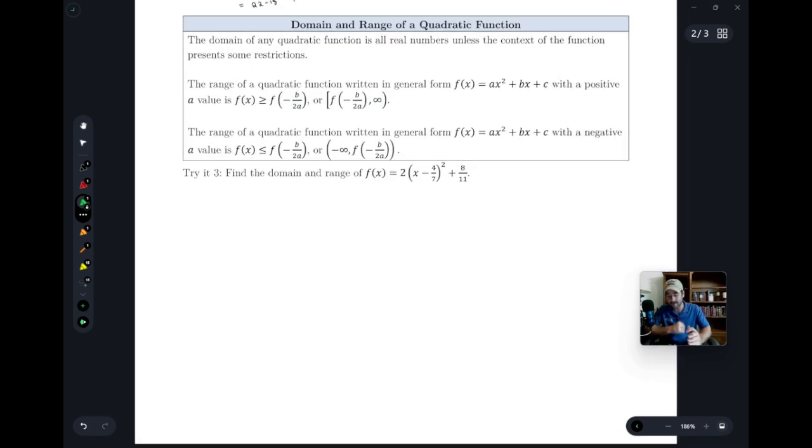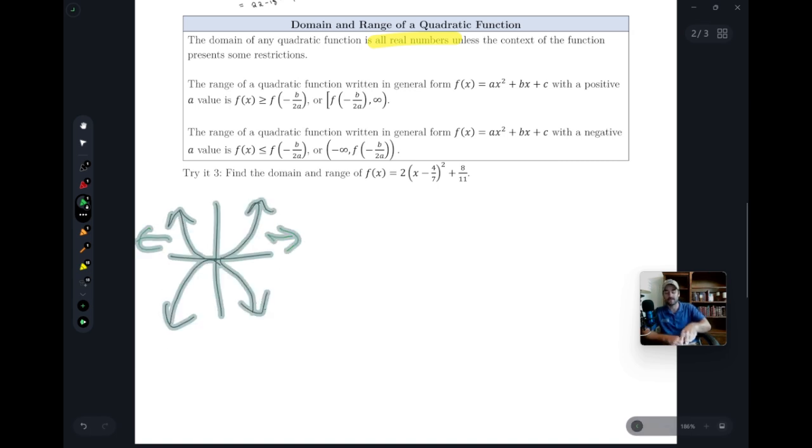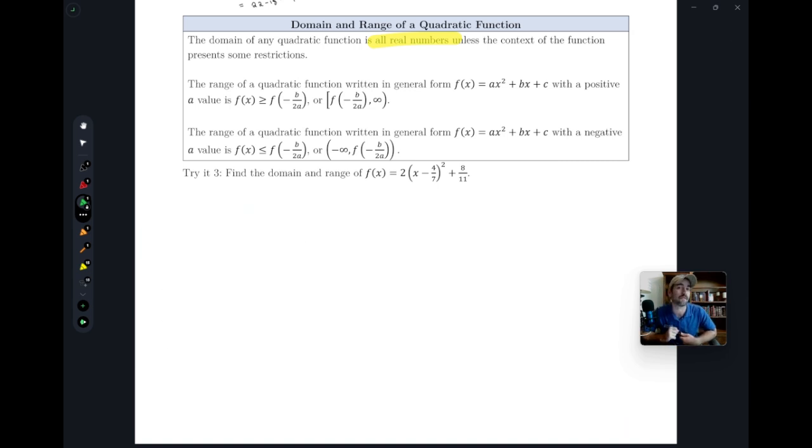Now we're going to talk a little bit about the domain and the range. Domain's the easiest one. Unless they write out a restriction in the problem, the domain is all real numbers. Because if you think about any parabola, facing up or facing down, the arrows on the left and the arrows on the right are going to send it to the left and the right infinitely. And so unless the problem gives you a restriction, like they say, hey, only find it from 0 to infinity, the domain is always going to be the same for every parabola, which is all real numbers, or negative infinity to infinity.